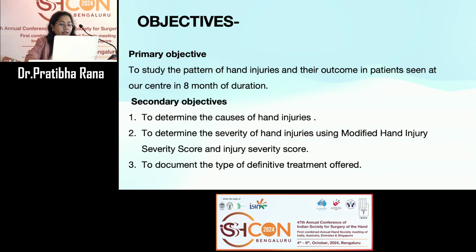The objective of my study was to study the pattern of hand injuries in the patients seen at our center over 8 months duration. In this study, I am presenting my data for the 8 months, and it is my ongoing study at the institute. The secondary objectives were to determine the most common cause of hand injuries, the severity of injuries using the modified hand injury severity score, and document the type of definitive treatment offered.